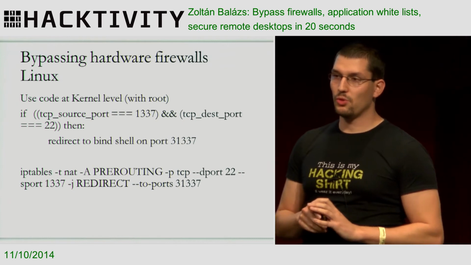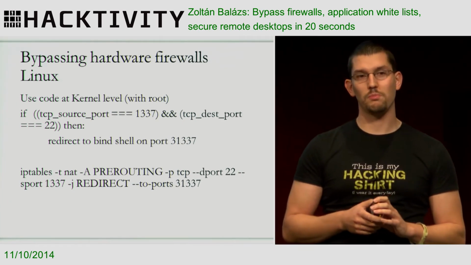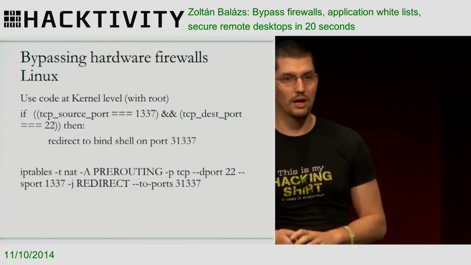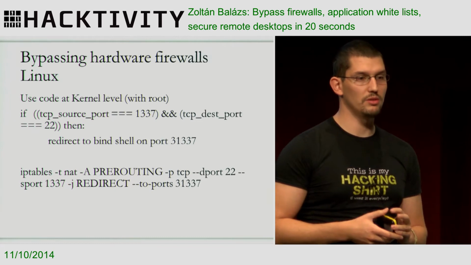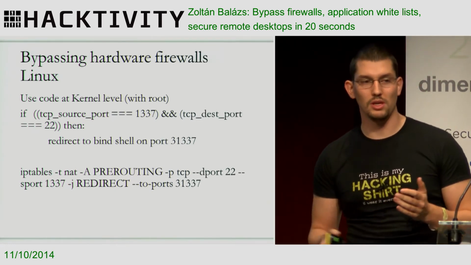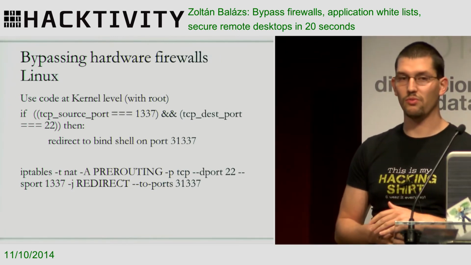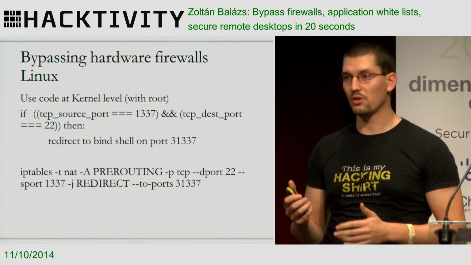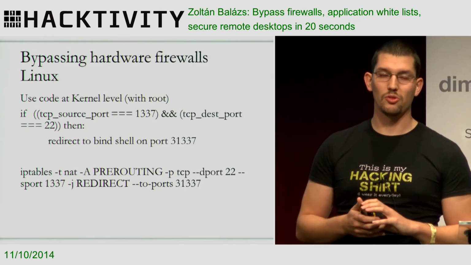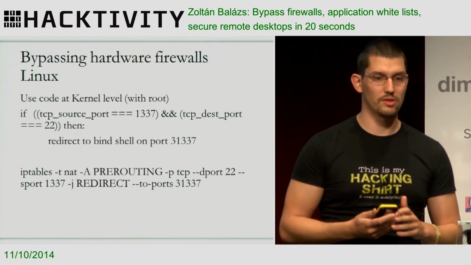If you want to make this attack work on Linux, it is pretty easy because you have iptables, and one line of iptables rule will easily do that. So as you can see, if the TCP source port matches this special 1337 port and the destination port is, for example, SSH, then I can redirect the traffic to my bind shell, which listens on 31337.